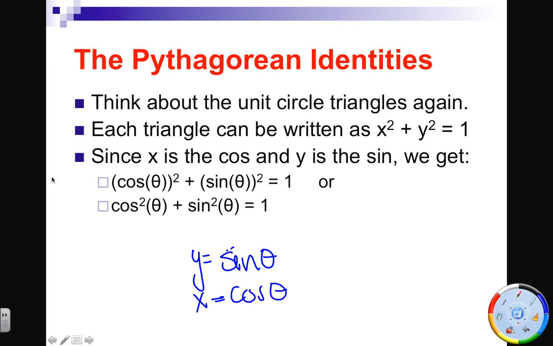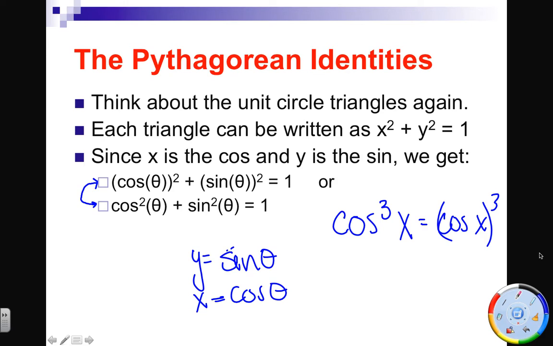But what I do want you to notice, because this comes up later on in this chapter, is that these two things are identical. And you'll even get to things like cosine cubed of x, which is going to be the same thing as cosine of x cubed. So it's important to know that these two statements are the same with or without the parentheses. And notice where we put the exponent for cosine and for sine here for these squared versions.